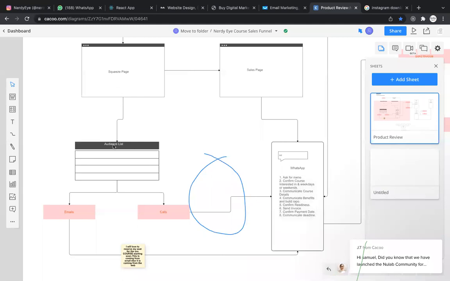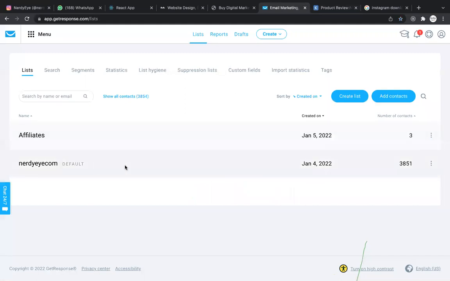Then after the squeeze page, we'll add them to an audience list. So this is where email marketing comes into the picture now. If you have good knowledge of email marketing, you know what I'm talking about. So email marketing, add them to a list. This is like contact details of people. Let me show you guys an example list here.